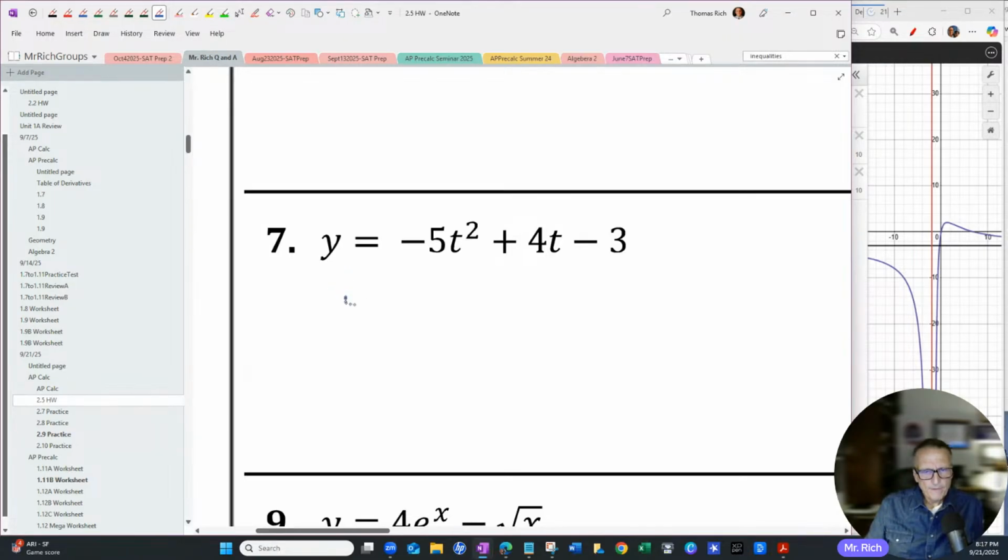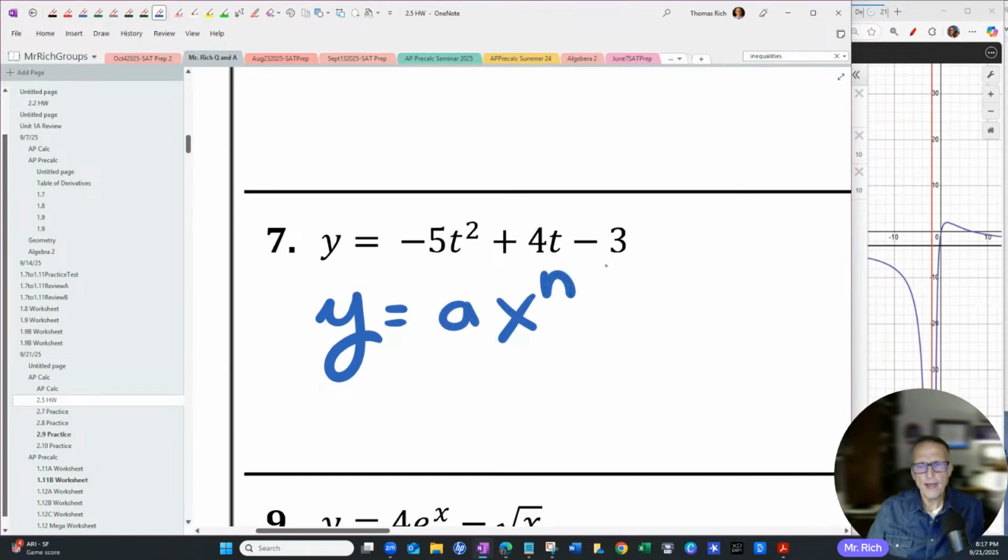If you have a function, and I'm going to write it generically as a times x raised to the n power, we're just going to let a represent some constant, some number, and n also is going to be an integer. It doesn't have to be an integer. It could be any kind of exponent, so it's also a constant. If you want to take the derivative of that, what you do is you multiply that exponent times the constant that's in front.